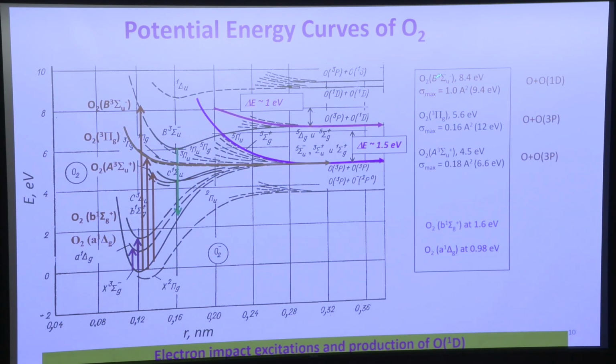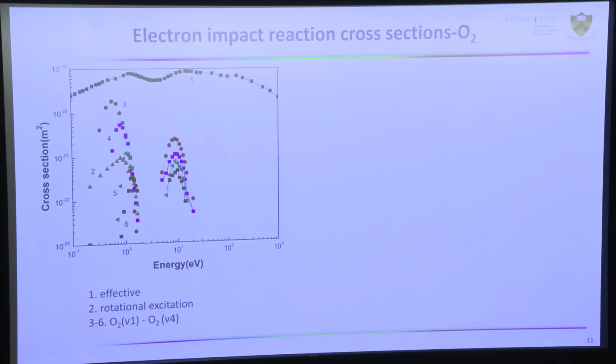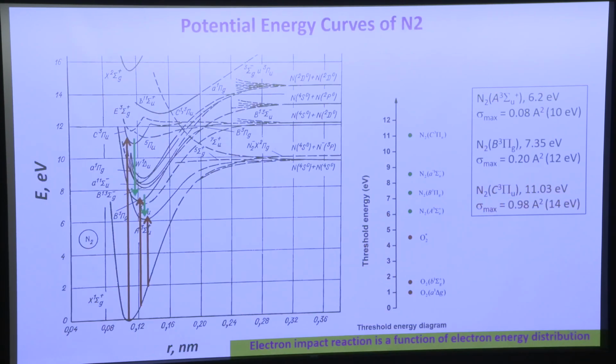So here, if you excite the electron to an energy higher than 8.4 eV, you are producing O and O(1D). If the energy is lower, you only produce the ground state. This is for oxygen. You can do similar things in terms of a nitrogen diagram. For nitrogen, you can excite it to nitrogen A, nitrogen B, nitrogen C.